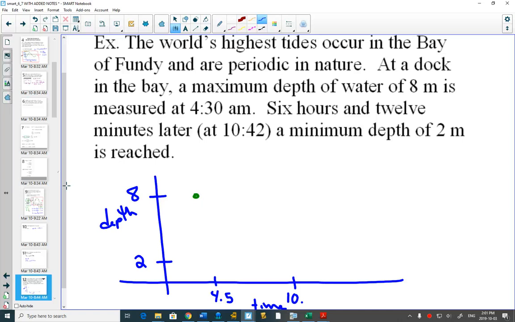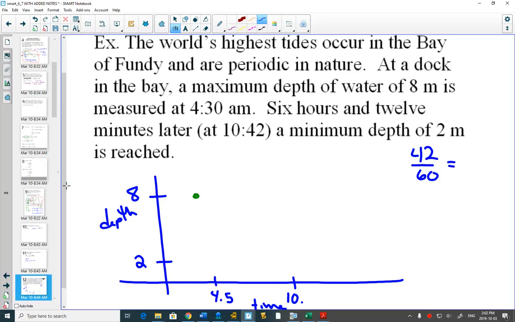Is it going to be more than 10.5 or less than 10.5? More, because 42 minutes is more than half an hour. How do we figure out that decimal? You can use a calculator. If you had a calculator, how do you figure out that decimal? Divide. Divide what? 42 by 60.